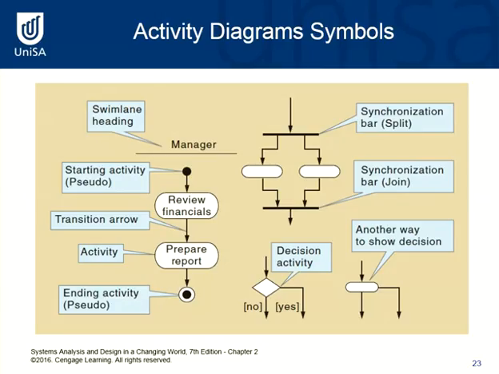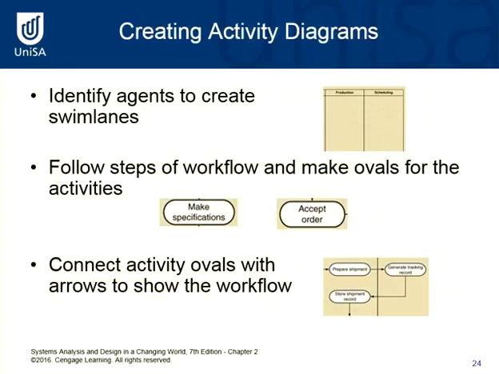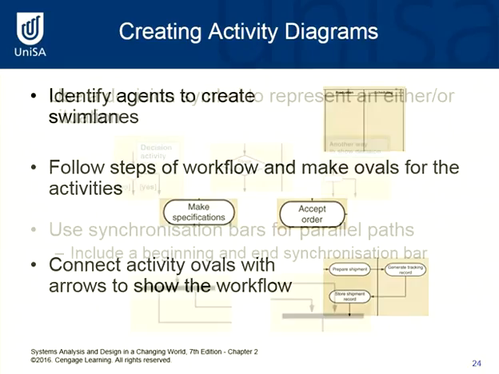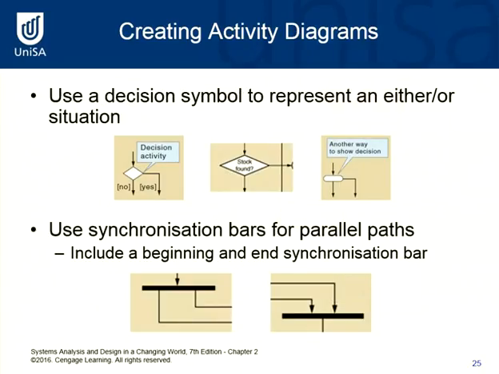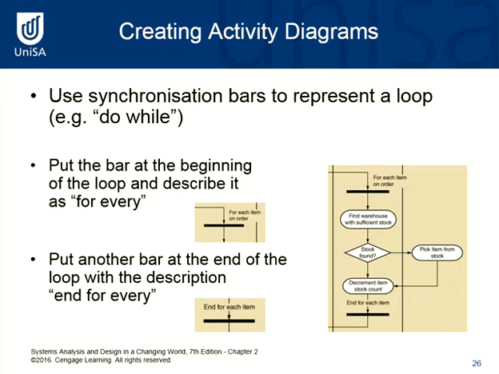Every activity diagram has to have an ending activity, and decisions can be shown 2 ways, and we have a synchronization bar. So in your assignment, you've been asked to show synchronization and you've been asked to show decisions when creating your activity diagram. So different ways we can use activity diagrams, different ways we can represent workflows, and again it just shows you different ways of showing certain things in activity diagrams.